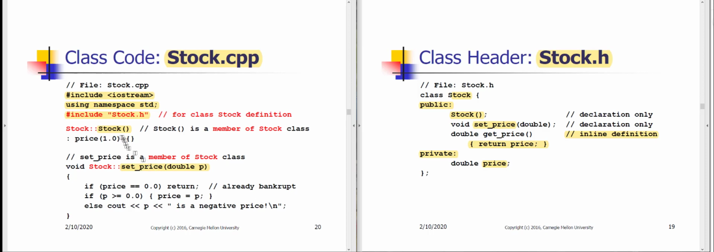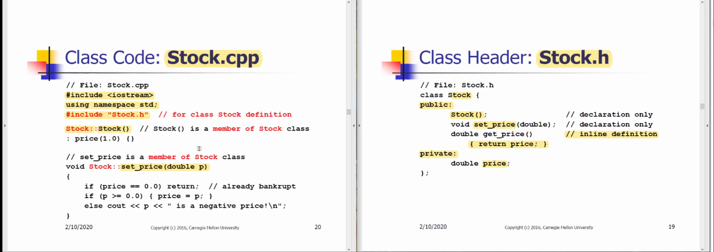Now, because these two function definitions are not directly contained within the class definition itself, I need some way of telling the compiler that these two function definitions belong to the stock class. And that's what this double colon notation is about. Stock:: means that this function is a member of the stock class.